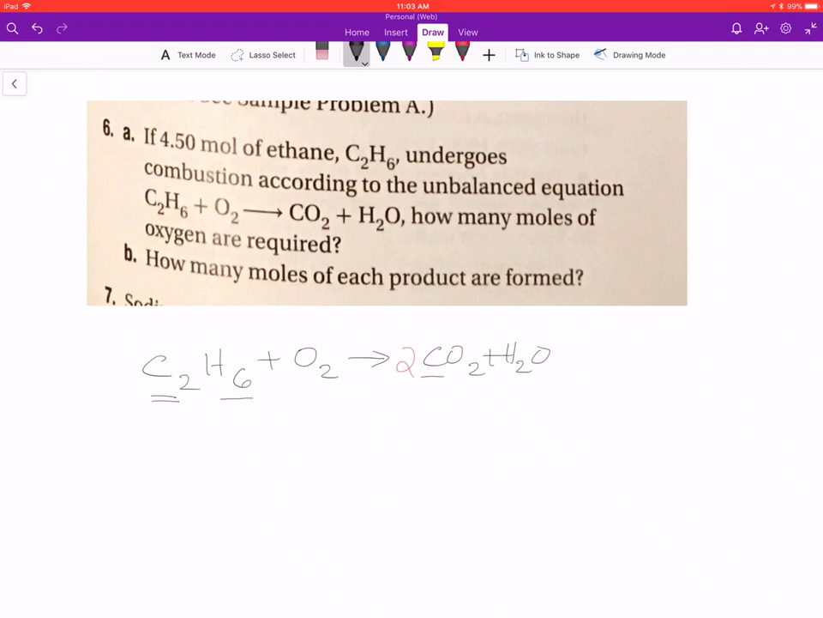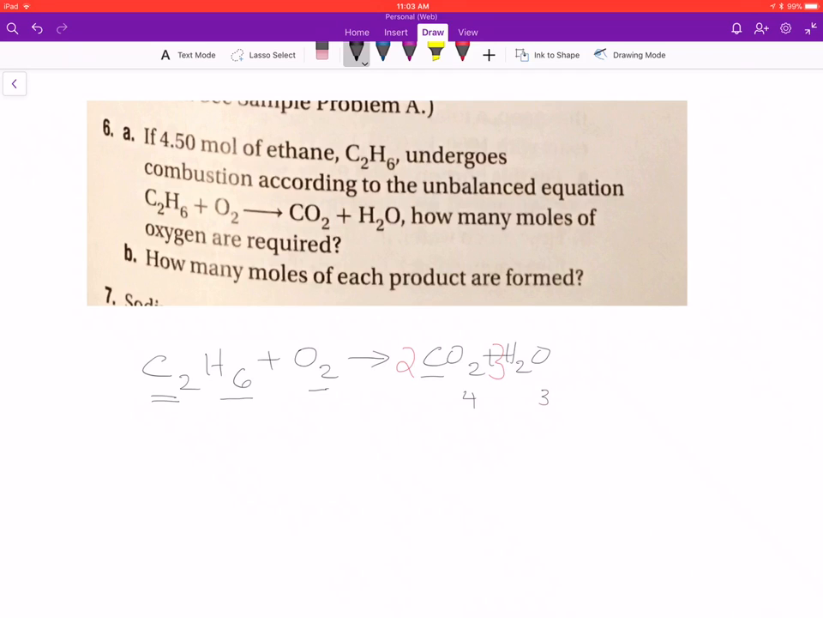Okay, so how do you make it 6? You have to multiply by 3, and you have 2 oxygen here. You have how many oxygens here? You have 4 oxygen here and 3 oxygen. You have 7 oxygen here, and you have only 2 oxygen here.